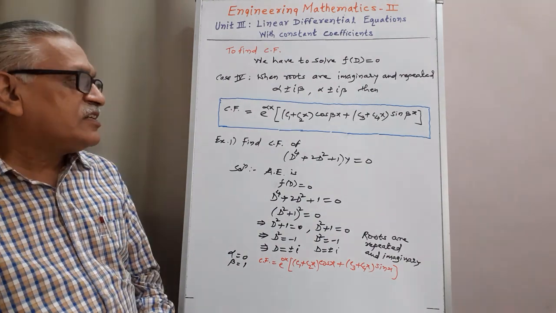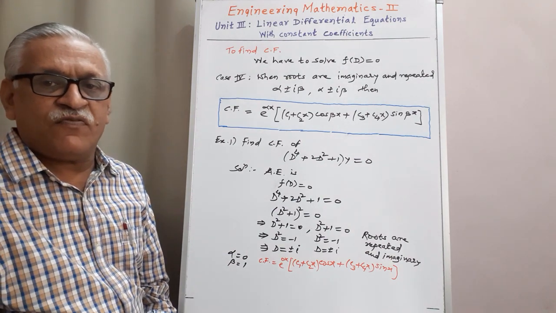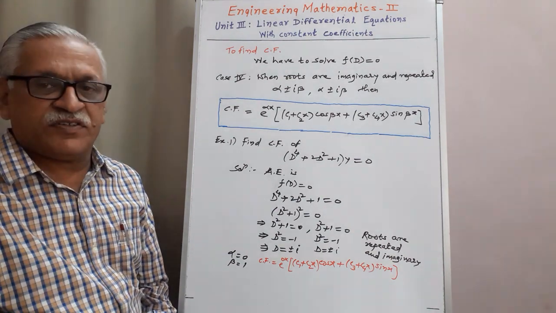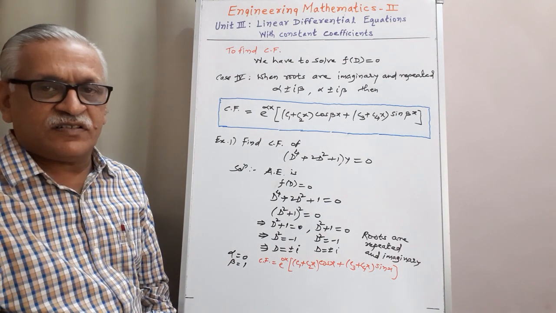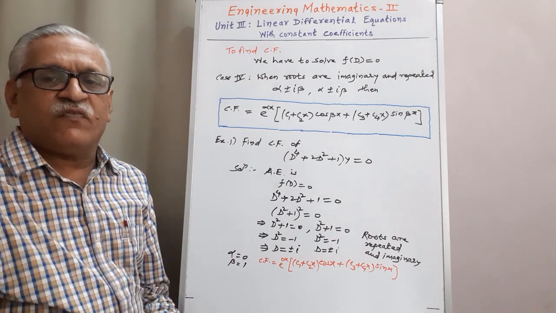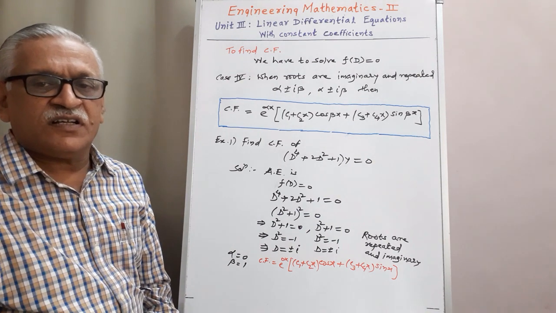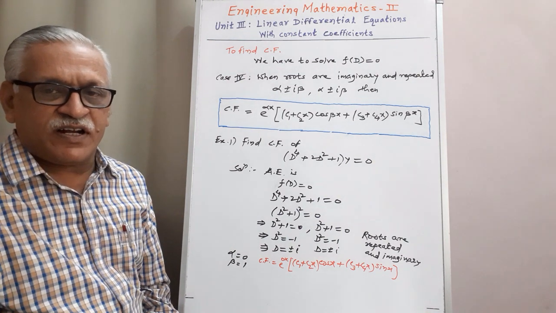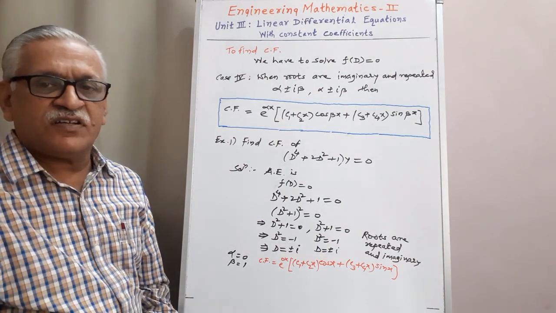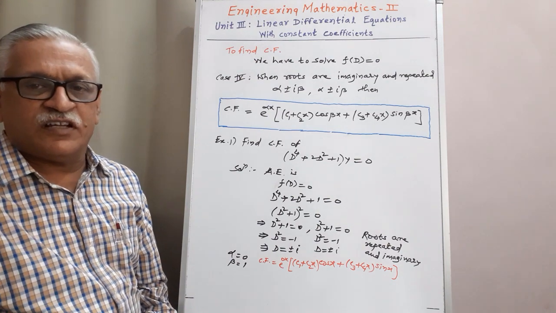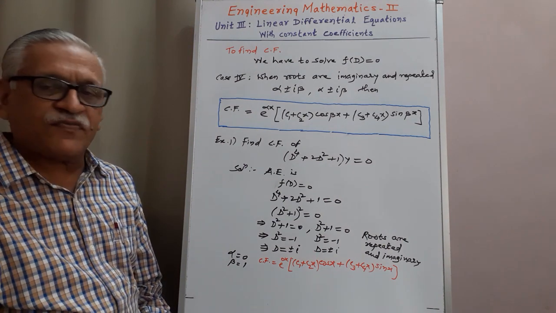Therefore, in this video, I explained 4 different cases of complementary function. First one, when roots are real and different or distinct, how to write down CF. Second case, when roots are real and repeated, how we can write the CF. Third case, when roots are imaginary, how we can write the complementary function CF. And the last case, if roots are imaginary and repeated, then how to write that complementary function.